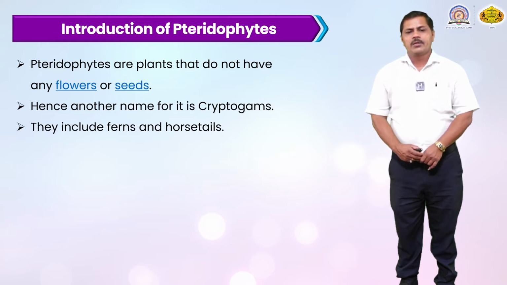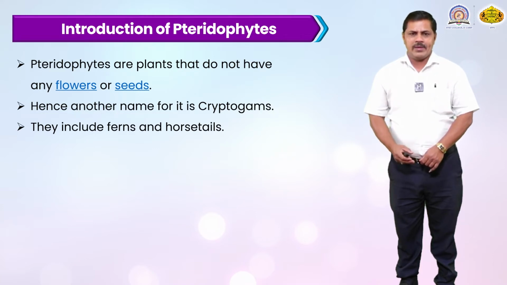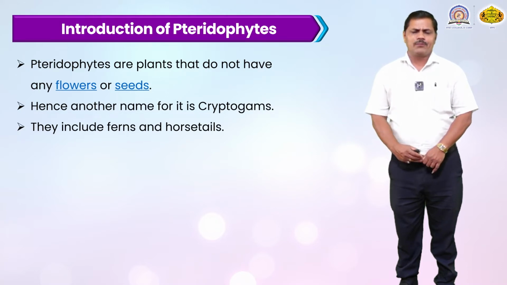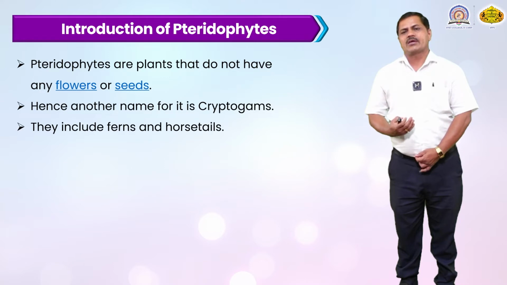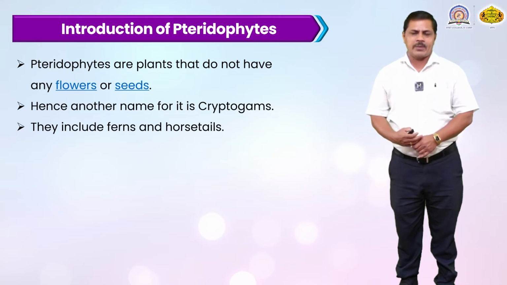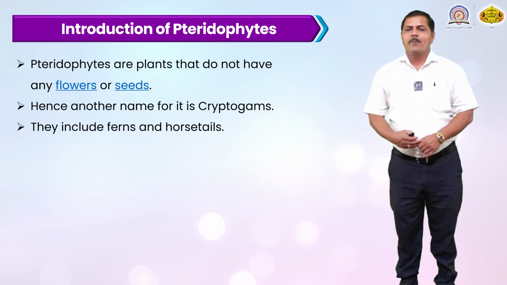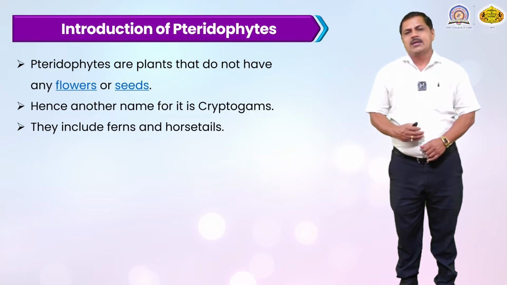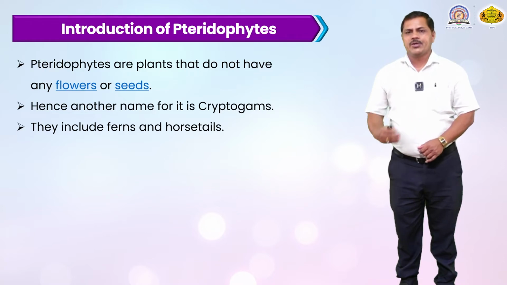Hence, another name for them is cryptogam. But in pteridophytic plants there is the presence of vessels. They are very closely ancestral in character to the angiospermic and gymnospermic plants, or phanerogamic plants. But there is an absence of flowers and an absence of seeds inside the plant, and hence they are grouped inside the cryptogams.